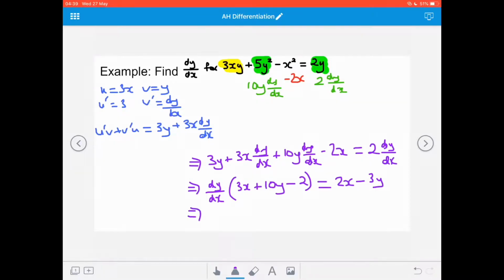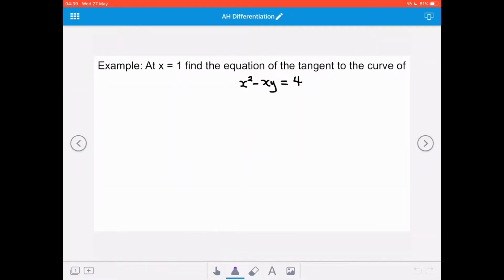And then we're going to divide both sides by that 3x plus 10y minus 2, which is going to give us 2x minus 3y all over 3x plus 10y minus 2 as our derivative of y with respect to x for this implicit function.